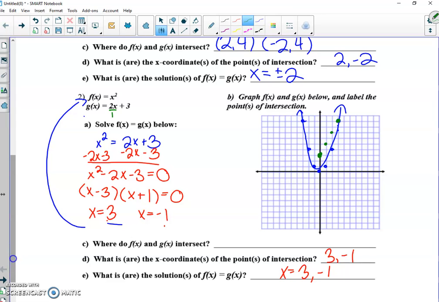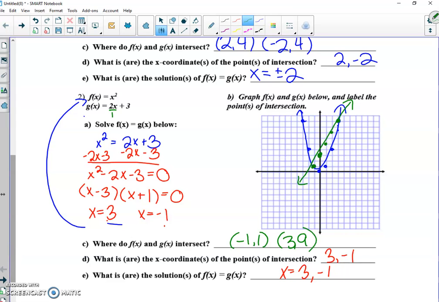So up 2, right 1, up 2, right 1, up 2, right 1. So you can see that it crossed at that one little point. And then if we go the other way, we would go down 2, left 1. And so you could see if we did that, it would cross at that point there. Okay, so there we go. And so you can see the 2 points where they intersect is -1, 1 and 3, 9.